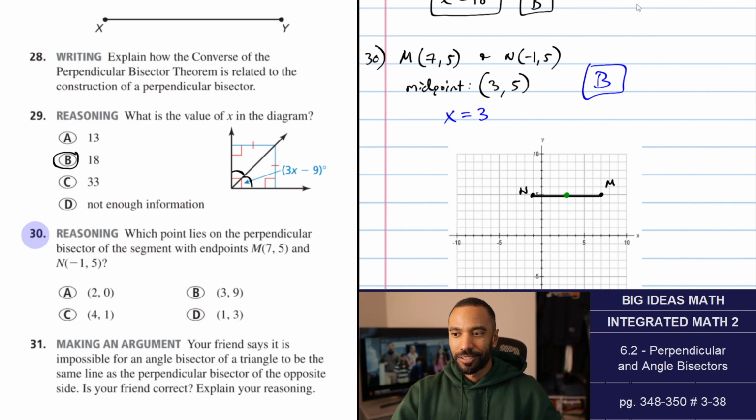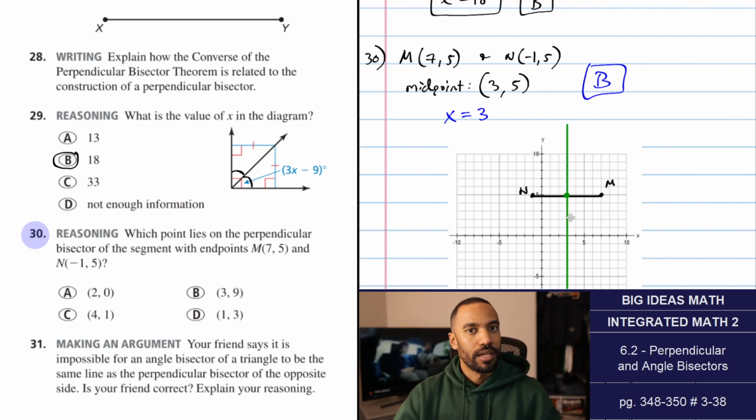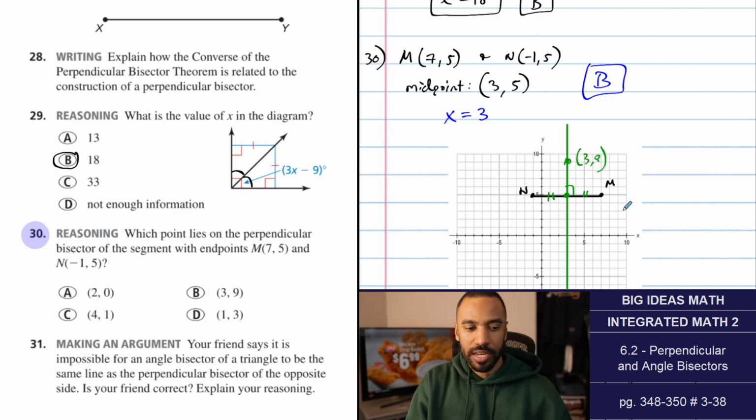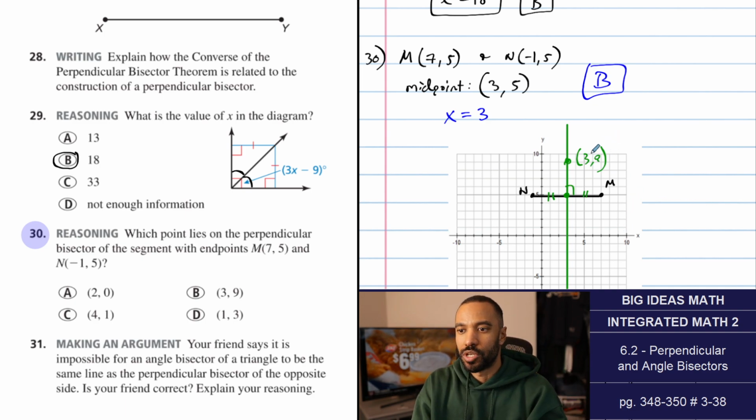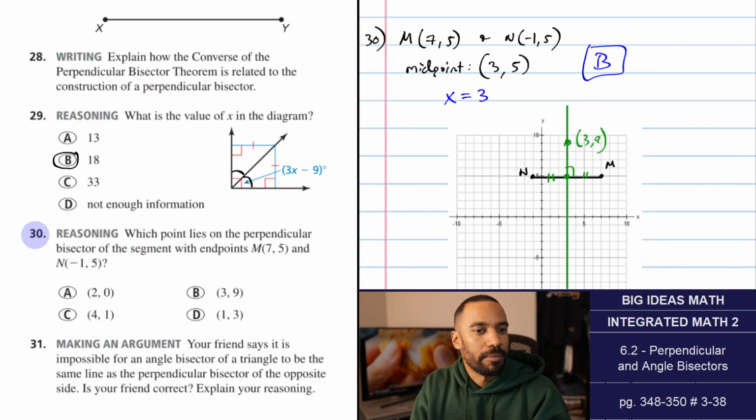The perpendicular line is vertical because this line's horizontal. So if this line's vertical, which of these points is going to be on that perpendicular bisector? It's one where x is 3. 3 comma something. Right? So 3,9 is on there. Here's 3,9. That is on the perpendicular bisector of those two guys. Obviously not 2,041 or 1,3. So it's gonna be bay. One more time there.